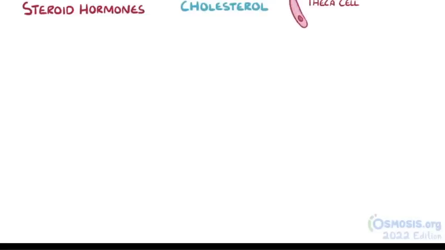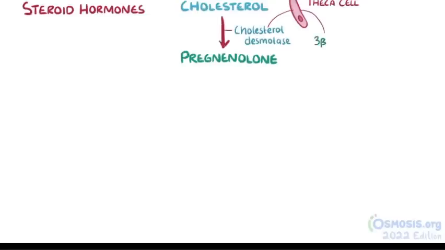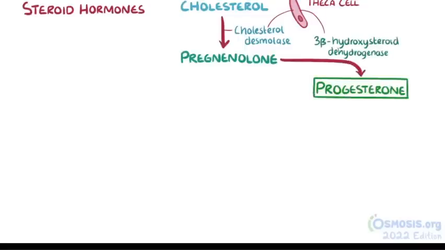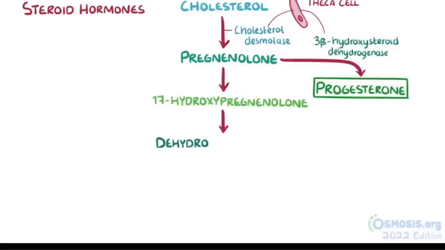Both estrogen and progesterone are steroid hormones, so their production starts with cholesterol. Cholesterol reaches the theca cells, and inside there's an enzyme called cholesterol desmolase, which converts cholesterol to pregnenolone. Another enzyme in theca cells, called 3-beta-hydroxysteroid dehydrogenase, converts some of the pregnenolone into progesterone. However, most of the pregnenolone is converted into 17-hydroxypregnenolone, and then into dehydroepiandrosterone, or DHEA.